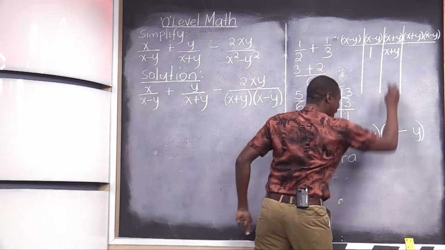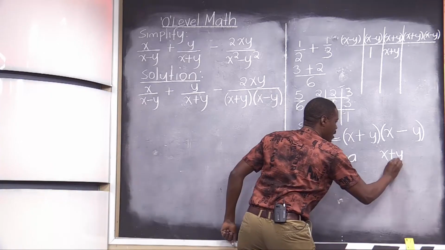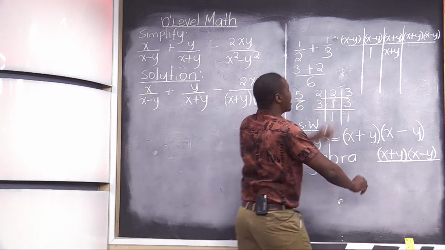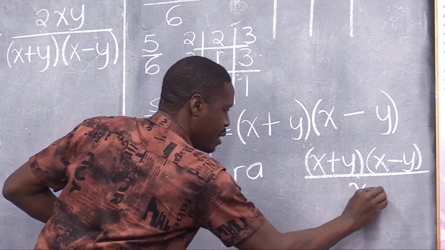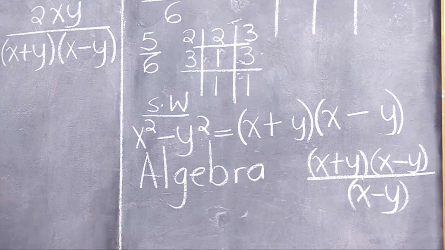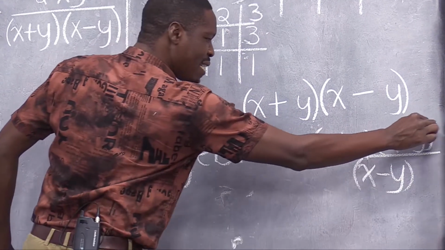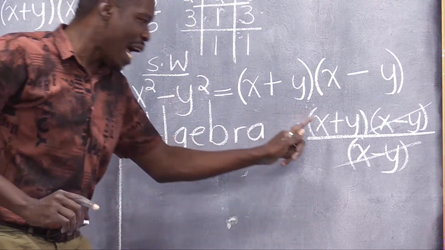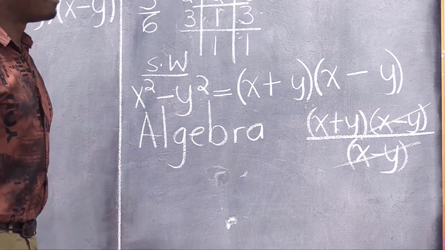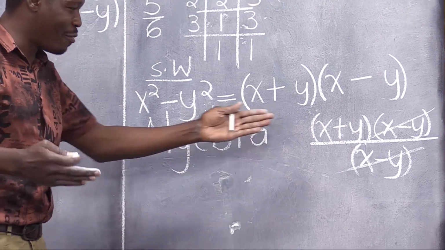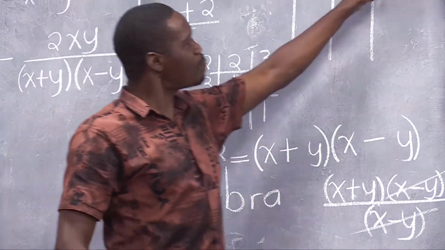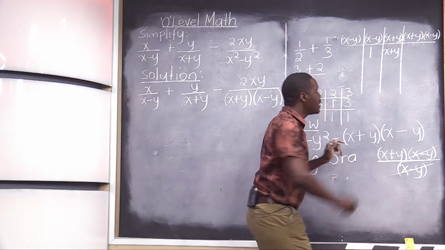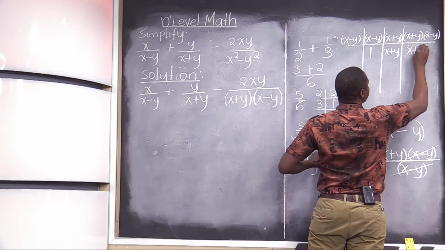Now, we are looking at x plus y into x minus y, and we are dividing it by x minus y. When you divide, what happens? You will realize that the x minus y and the x minus y will cancel out. You remain with an x plus y. Good. You see, some of you wanted to run away. Now we have got the right answer. Implying that x plus y times x minus y divided by x minus y, we get an x plus y.